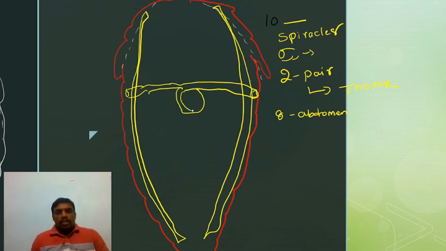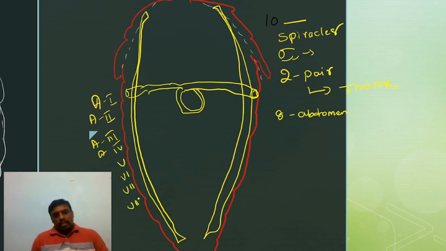Now you can see here tubular structures. Here in the abdominal region I am mentioning with A. The abdominal region is mentioned with A3, A4, 5, 6, 7, 8. So all these spiracles help to collect oxygen from the external atmosphere.